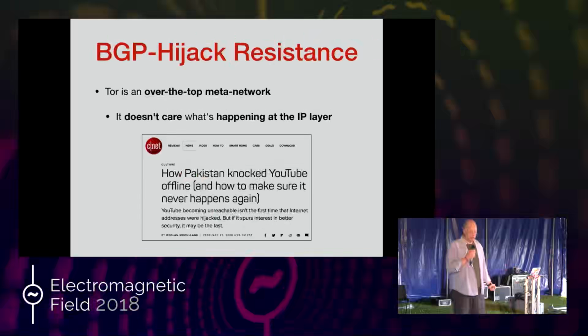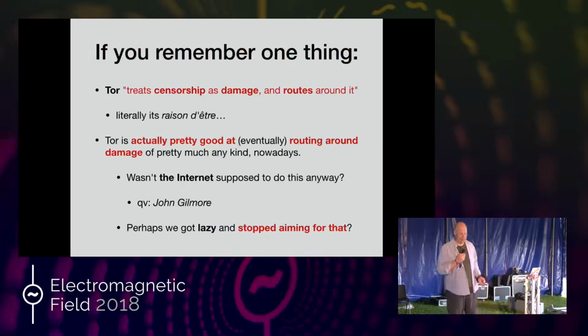And finally, internet separation, which is actually, Tor doesn't really care about the internet. It's an over-the-top meta-network, which means that if some country is routing traffic around in order to try and disrupt the internet, Tor will route around it and not really care. You will still definitely be talking to the site that you intended to.